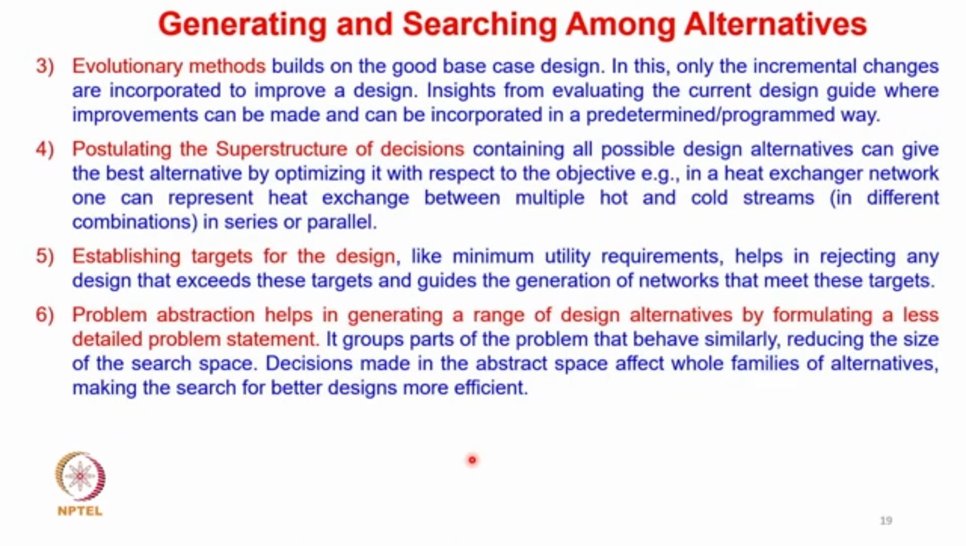So when we have a problem abstraction, it helps in generating a range of design alternatives by formulating a less detailed problem statement. It groups part of the problem that behave similarly. It reduces the size of the subspace. Again, the decision made in the abstract space affect whole families of the alternative, making the search for better design more efficient.